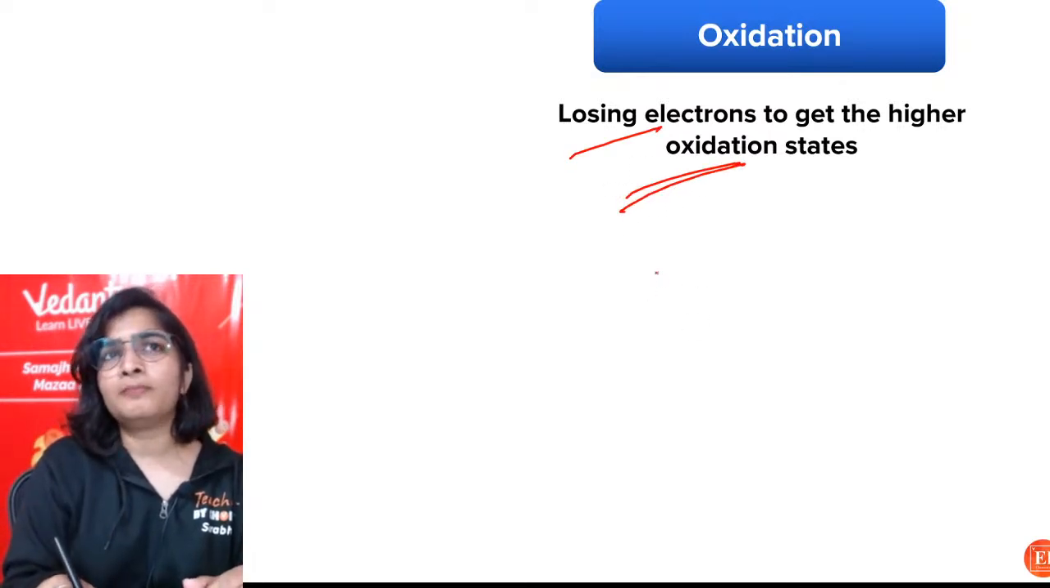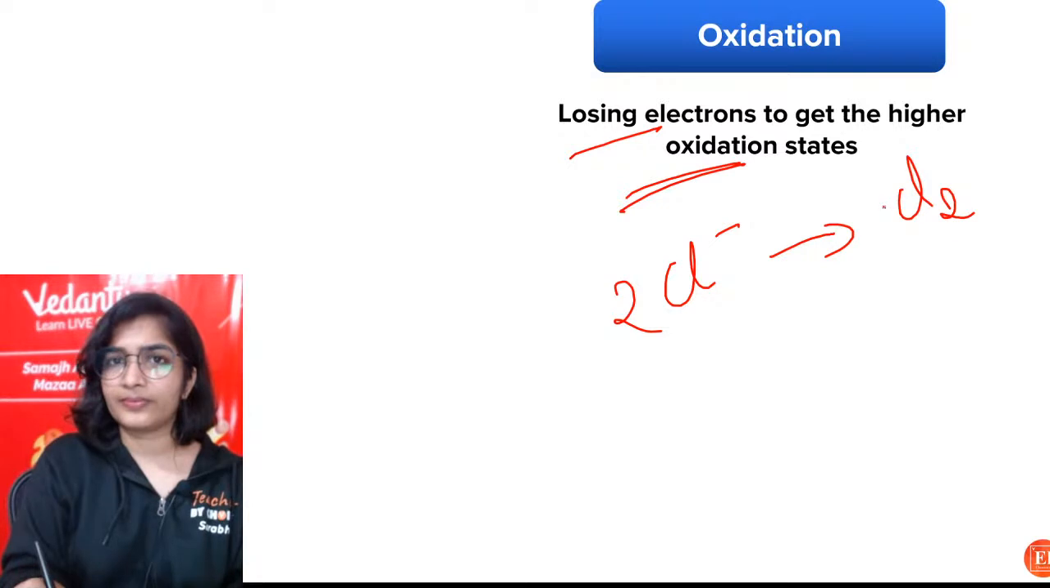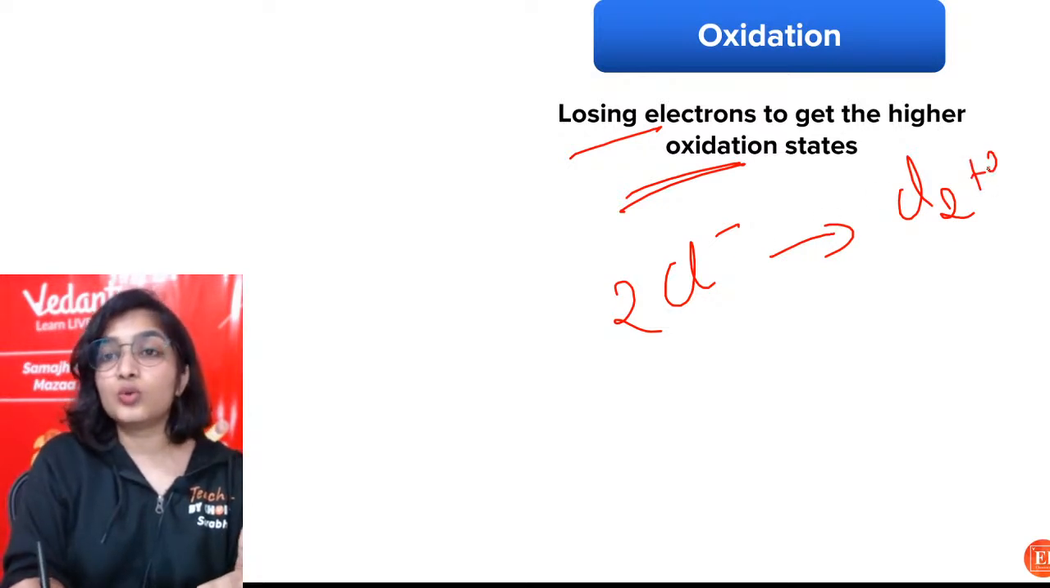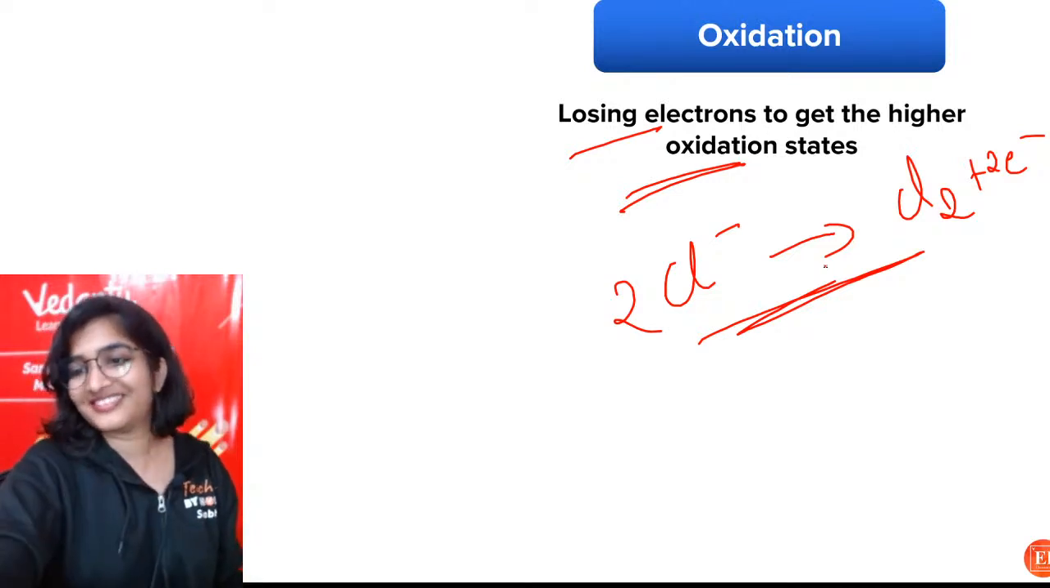For example, chlorine: 2Cl minus goes to Cl2. Here they are losing 2 electrons, so this is an oxidation reaction.